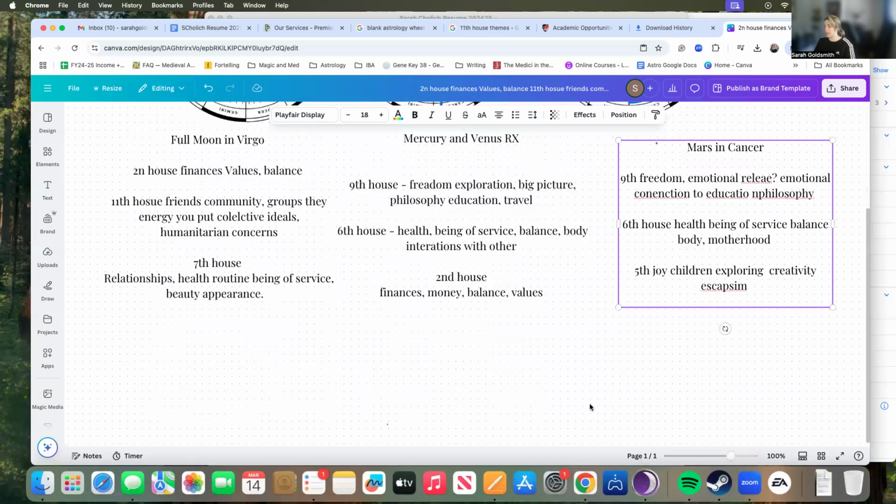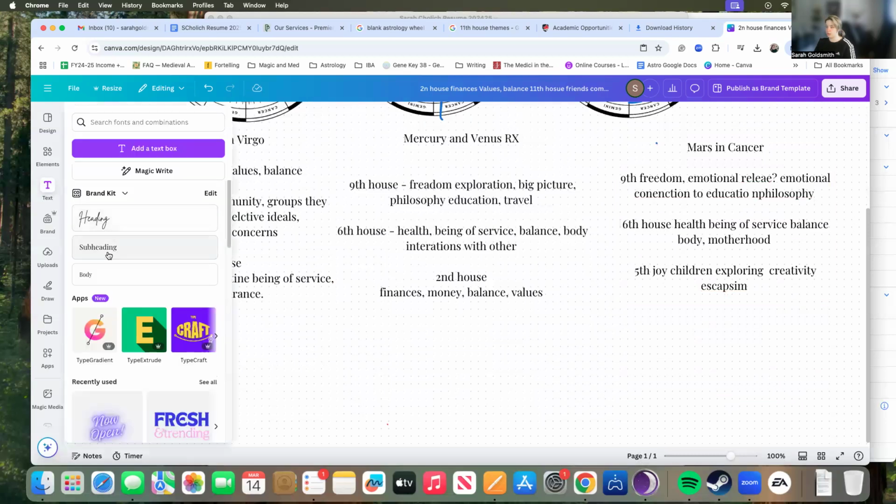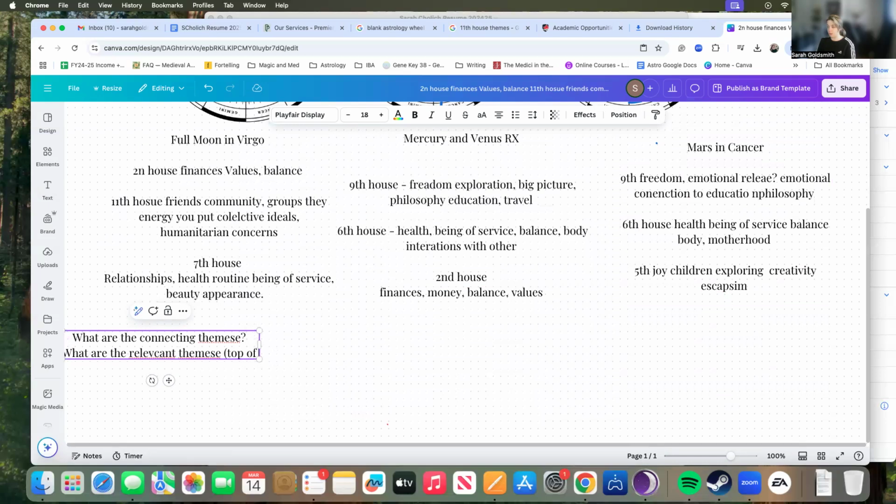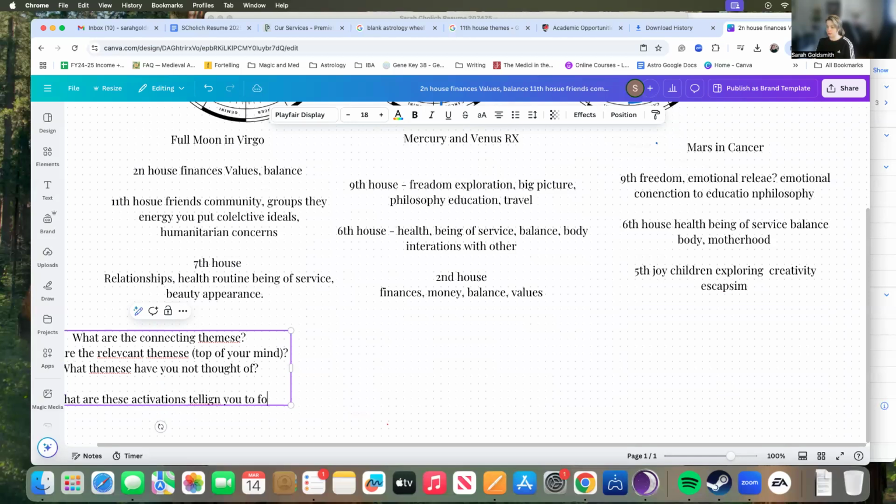So here, looking at this stuff, we want to walk ourselves through these questions like, what are the connecting themes? What are the relevant themes? Like top of your mind. What themes have you not thought of? And then you want to get a little deeper into it. And then what are these activations telling you to focus on? We want to walk ourselves through these questions.